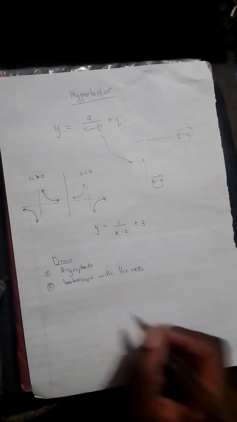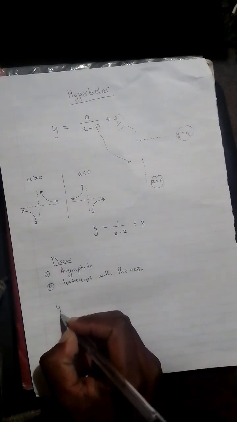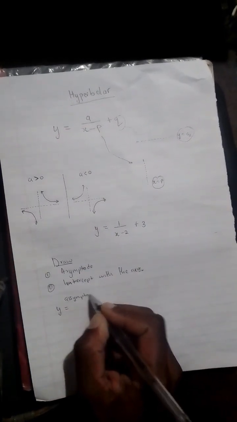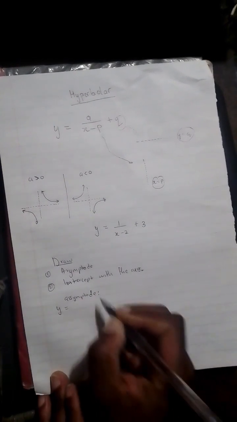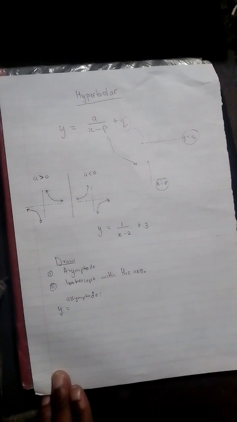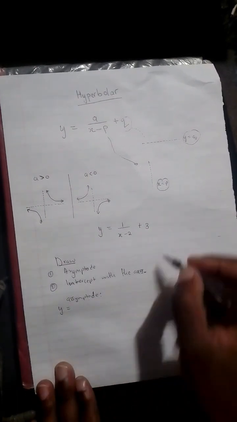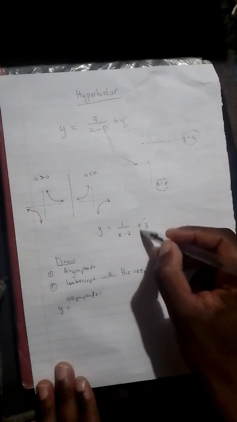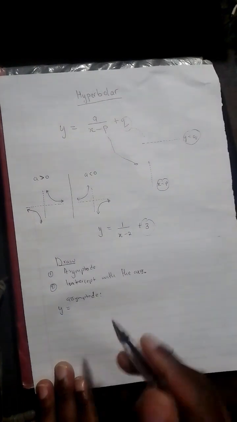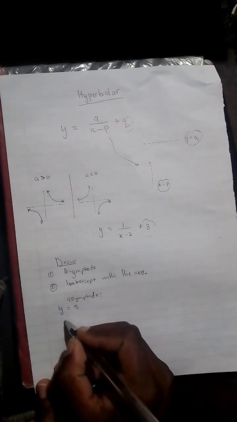Okay, let's do the first step. Let me write the asymptotes here for clarity. Remember, we have two asymptotes, the horizontal asymptote and the vertical asymptote. The horizontal asymptote is given by q. In this case, our q is 3, so it's y equals 3. This is our horizontal asymptote.